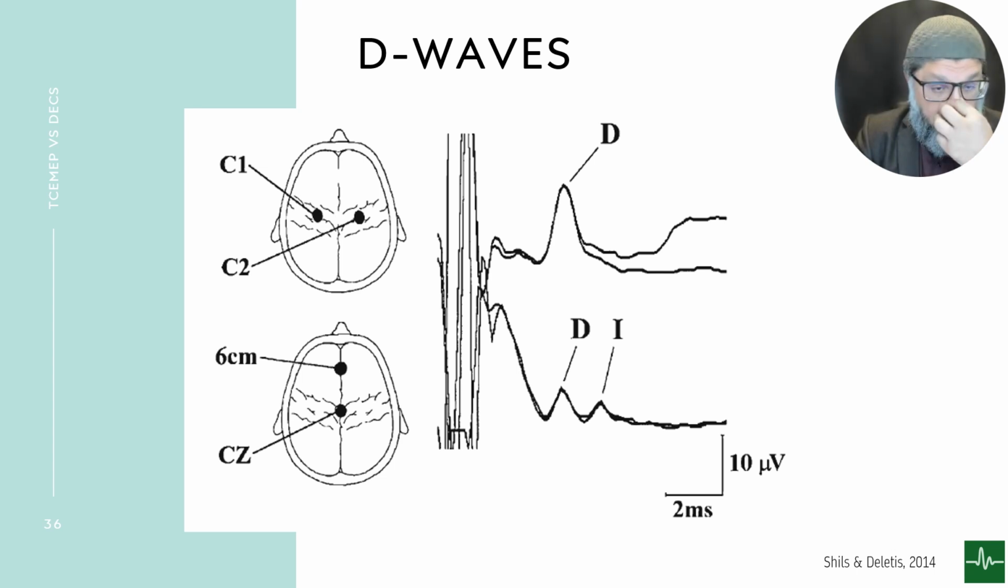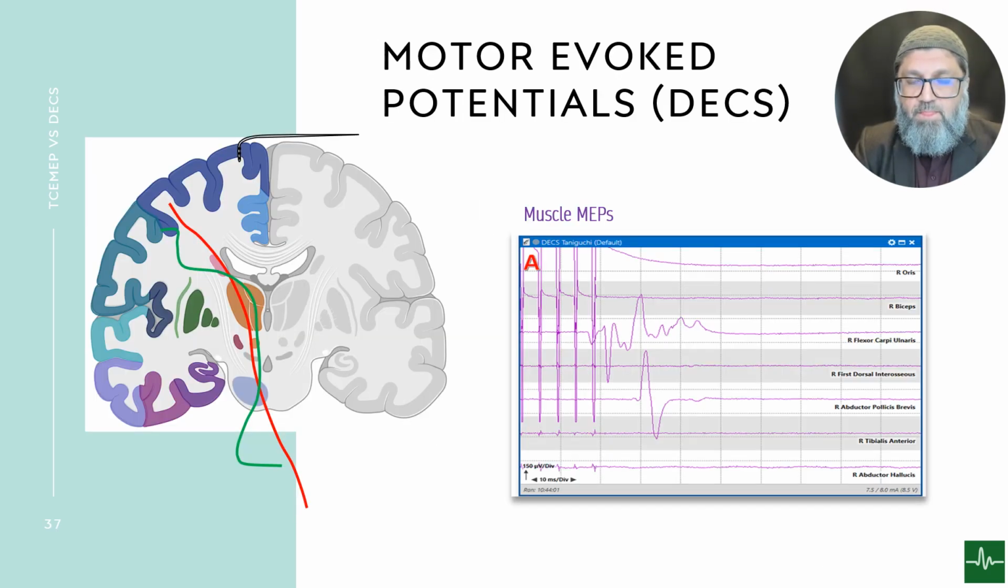So these are the recordings. We have stimulation with C1, C2, or another option is Cz to Cz 6 centimeters anterior. A single pulse will give you a D wave, and then we can also get a D wave and I waves. If the anesthesia is high, they have I1, I2, I3. They start disappearing from I3, then I2, and then I1.